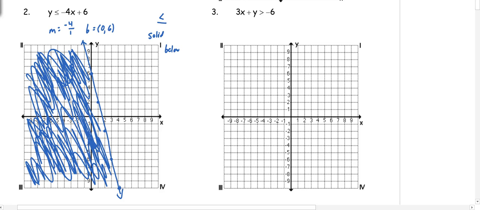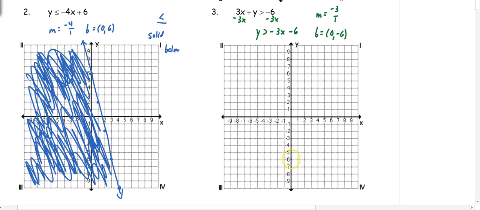Number three, we have 3x plus y is greater than -6. Before I graph, I need to solve for y. So I'm going to subtract 3x from both sides. Remember that -3x and -6 are not like terms, so we're going to rewrite the equation: y is greater than -3x minus 6. In this case, my slope is -3/1, and my b value is (0, -6).